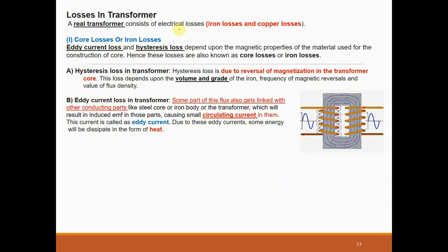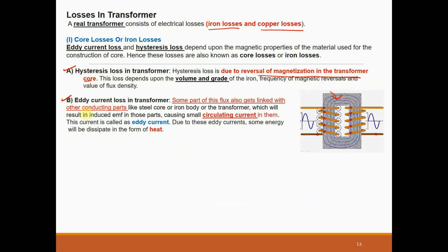So an actual transformer consists of iron loss, or core loss, and copper losses. The iron loss, what are those iron losses? Core loss or iron loss is due to hysteresis loss in the transformer and eddy current loss. It has two types, hysteresis loss and eddy current loss. Hysteresis loss is due to the reversal of magnetism in the transformer core, right? So we have a transformer core here. The flux is going clockwise, counterclockwise. There will be some losses.